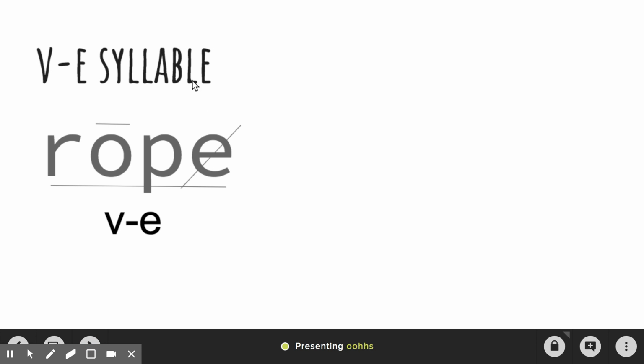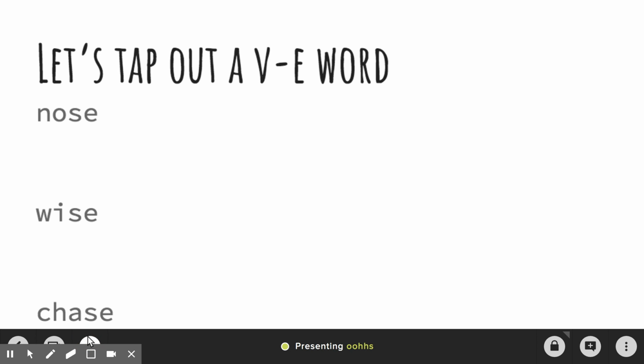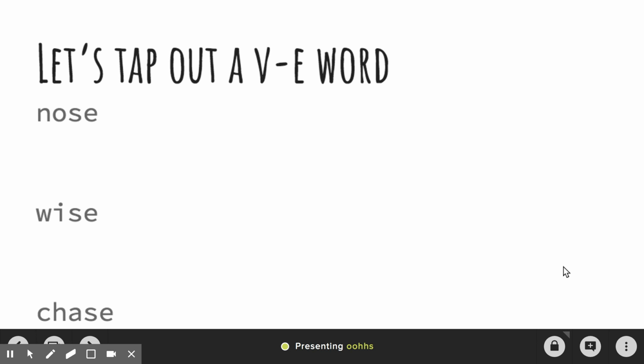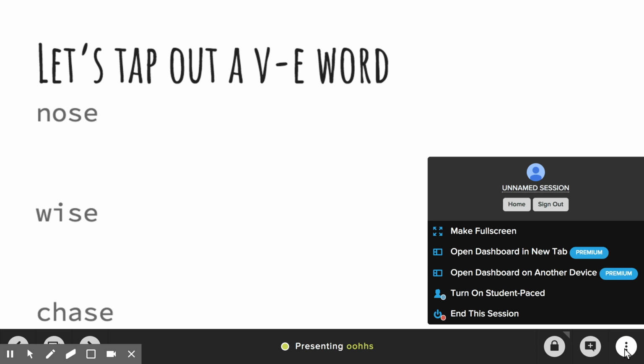And then here's another way. This is how you mark up the VE syllable, and I keep on going. Let's tap out a VE word. So I have some different choices. And again, everything that is displayed here is also being displayed on my device. So that's just one really quick example of what you can do using Pear Deck.